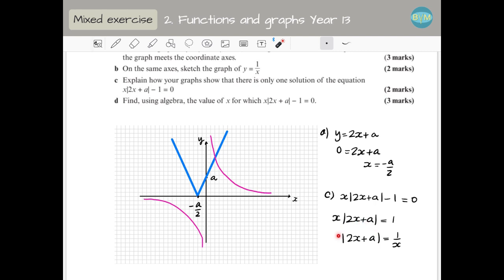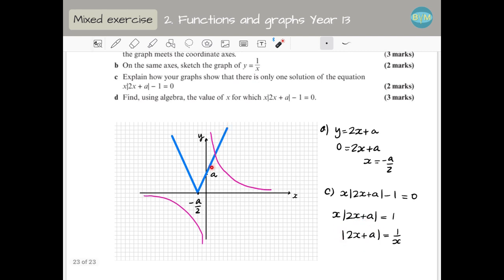So this graph is the blue one, this one is the pink one, and our graph is telling us that there is only one point of intersection between the two. Only this point here. So that's how the graph shows that there is only one solution to this equation, because this equation represents the intersection between this pink line and this blue one. Then find, using algebra, the value of x that satisfies the equation.